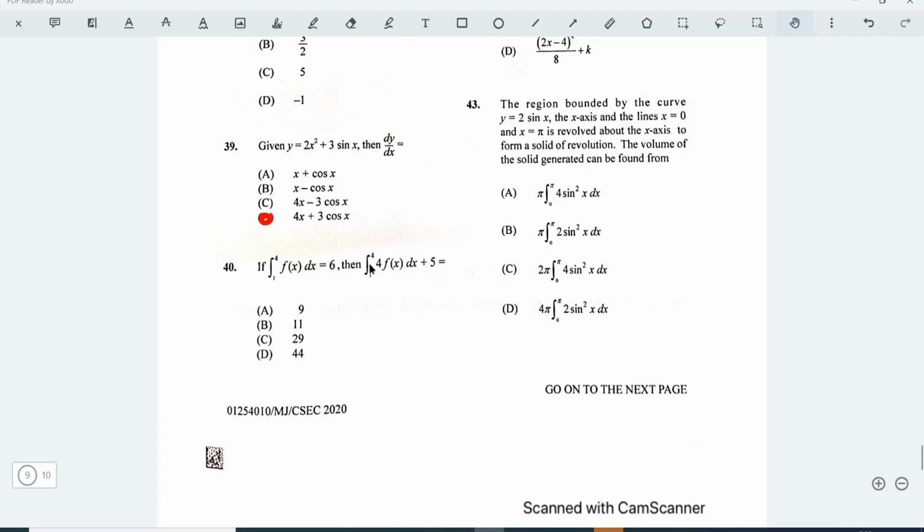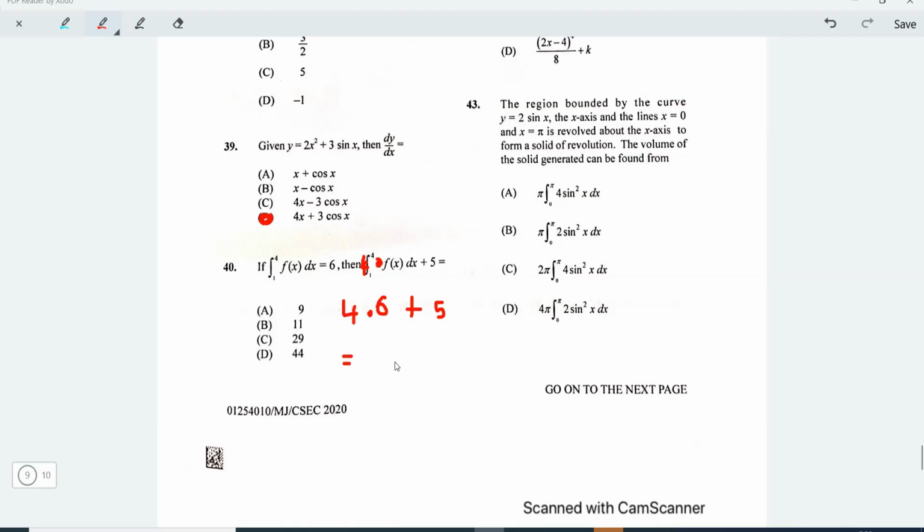Now this one says, if the integral from 1 to 4 of f of x is 6, what is the integral from 1 to 4 of 4f of x plus 5? If you take this 4 and put it on the inside, then the integral from 1 to 4 of f of x is 6, but it's also being multiplied by 4. The dot means multiplied by, and then plus 5. So that's 24 plus 5, which is 29.